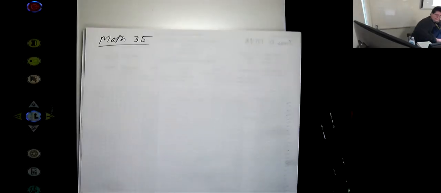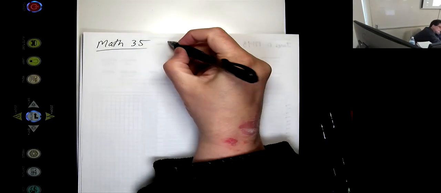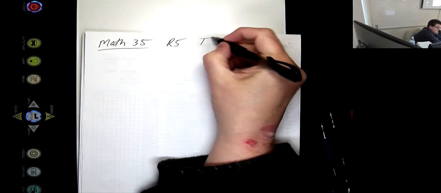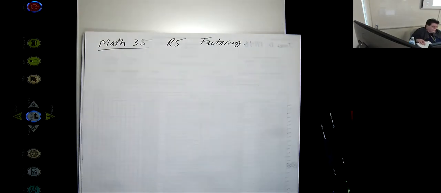All right, let's take a look. We were doing factoring. I was calling it R4, but this is R5 in the new edition. We were working on factoring. We're going to continue that, and then we're going to hit the next sections, which I'm not even going to bother numbering because I don't know what they are.